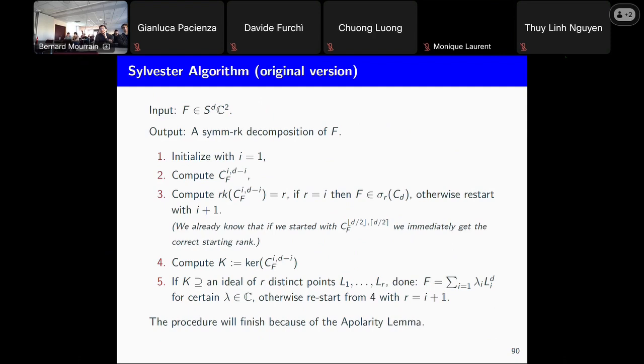But if you don't have it, what this algorithm does is, let's try with R+1. With R+1, you still have the same rank for the next catalecticant, but maybe the kernel is bigger, and maybe there are in that ideal R+1 points that were not in the previous kernel. And keep doing this until you find them. This is the original version of the Sylvester algorithm. We can do better.